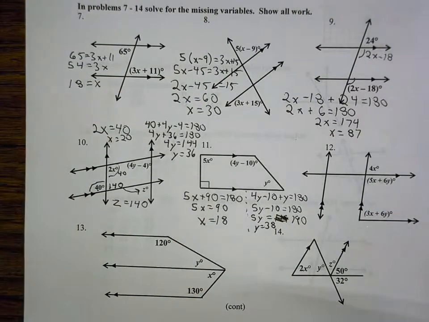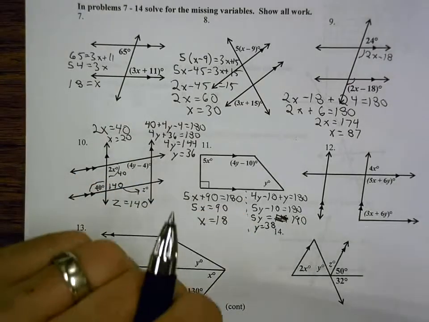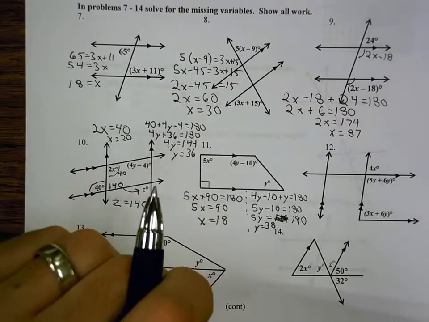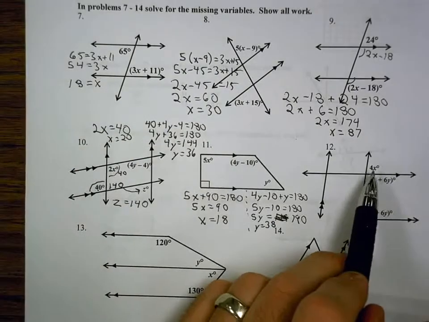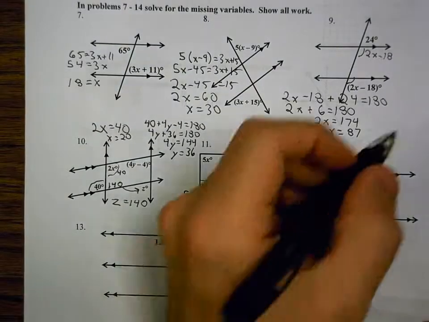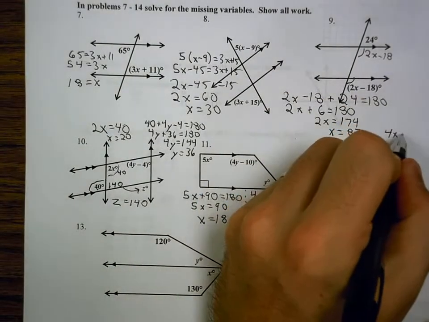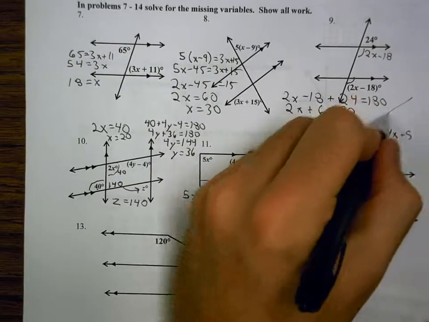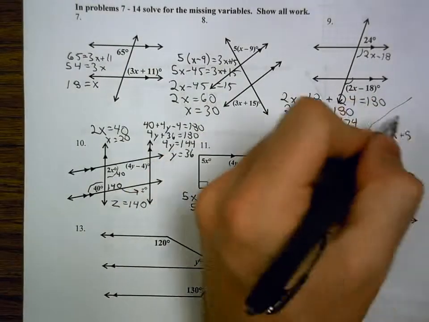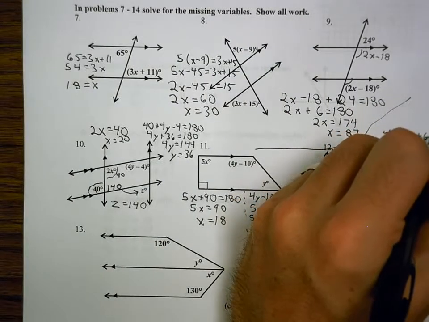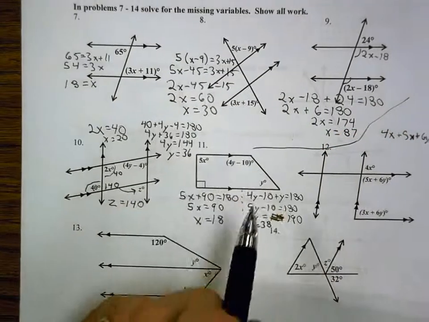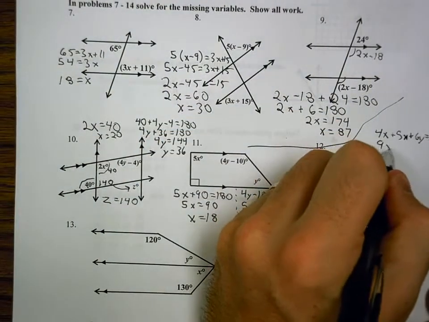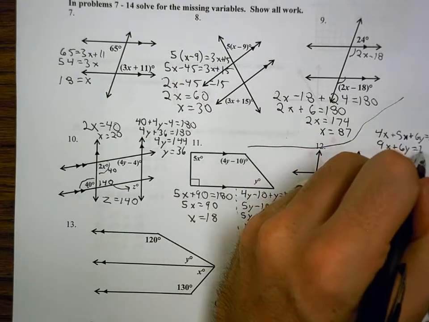Number 12, we have a little bit different approach to this one than we commonly use. But I can say that these two angles are supplementary. So I'm going to say that first. 4x plus, let's separate these here, 4x plus 5x plus 6y equals 180. I'm going to combine those terms and say 9x plus 6y equals 180.